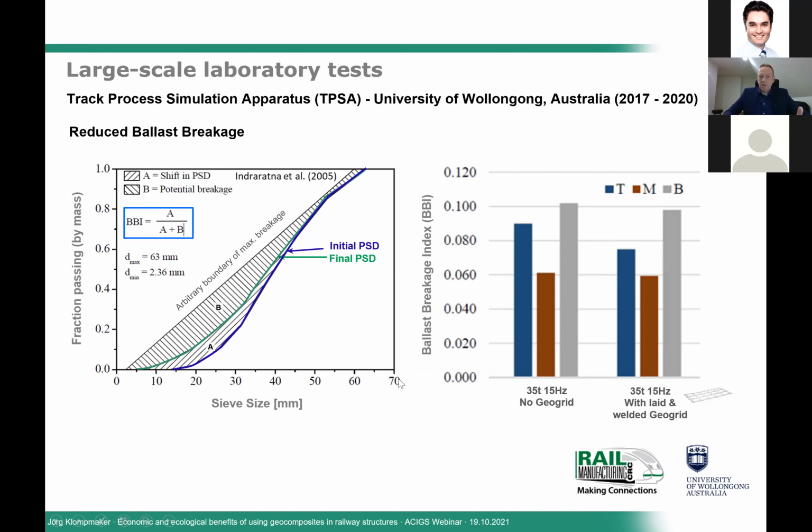And of course, the maximum reduction in ballast breakage we can measure at the top of the ballast layer, because here the maximum load is applied. And if we look at those results between no geogrid and geogrid, we can measure a reduction in ballast breakage of around 15%, which is quite substantial.